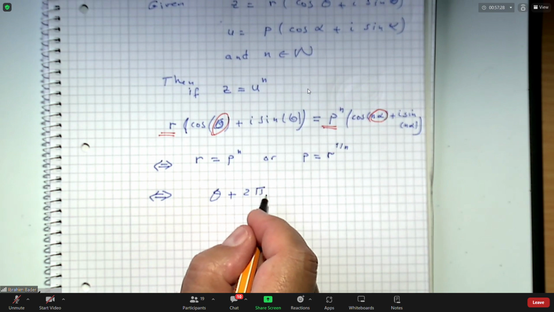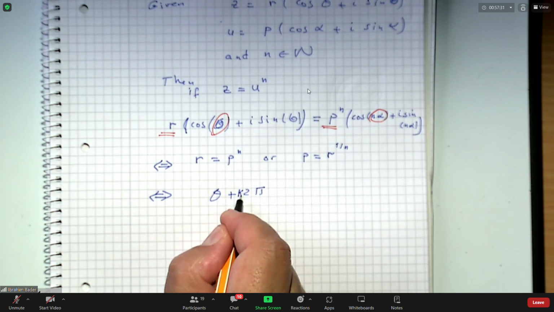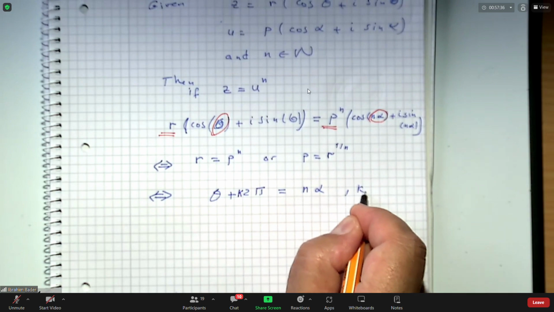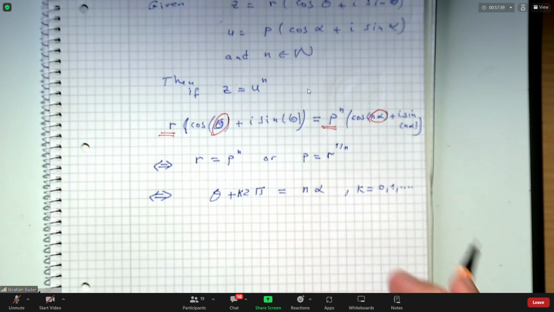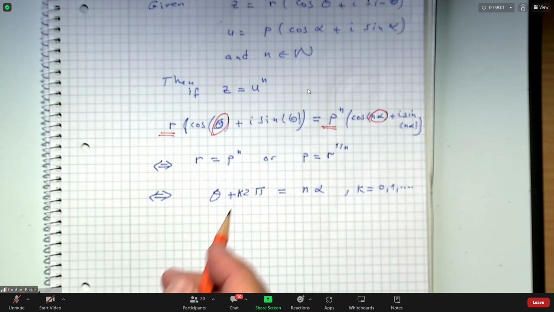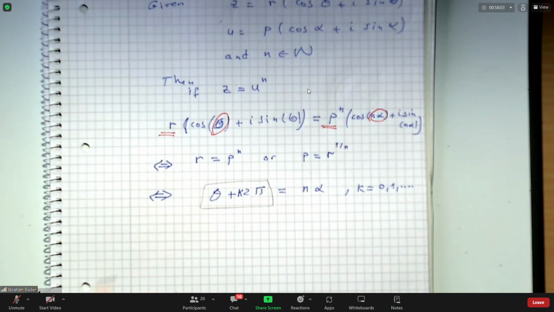So here, theta plus 2 pi k is equal to n times alpha, and k here is equal to 0, 1, and so on. This is just because of the fact that I demonstrated on the previous page that the trigonometric functions are periodic, adding any 2 pi. So if you add k equal to 0, of course you have the same theta. If you add k equal to 1, then you have 2 pi, and so on. I hope this is clear where this comes from.